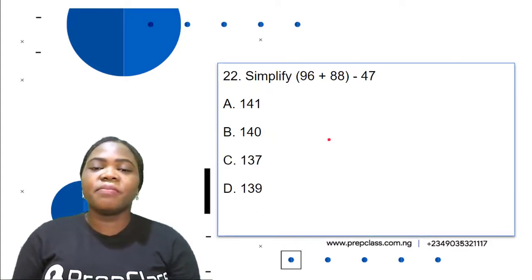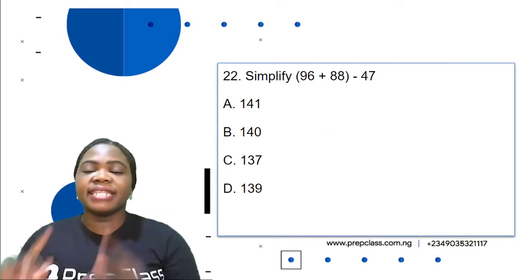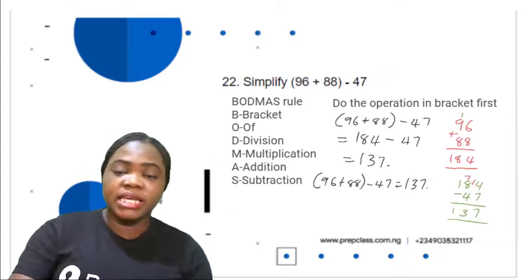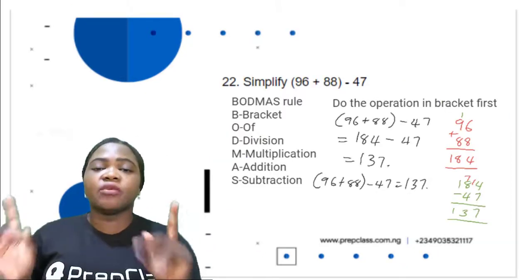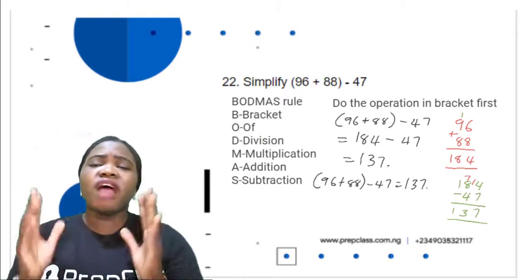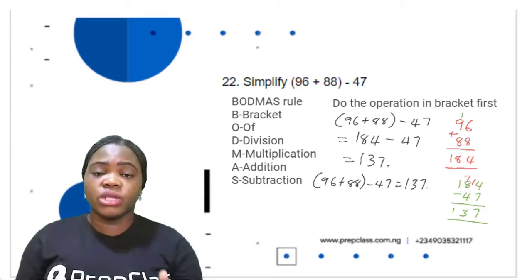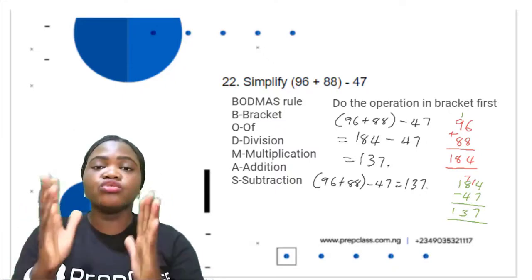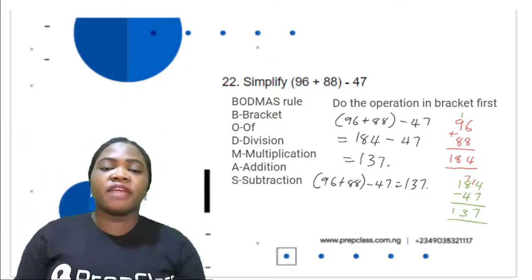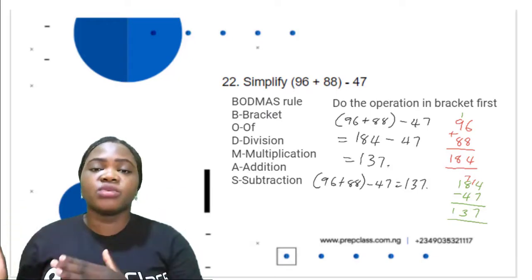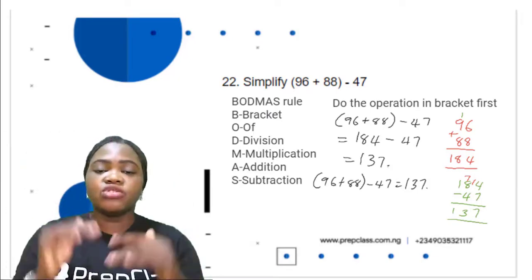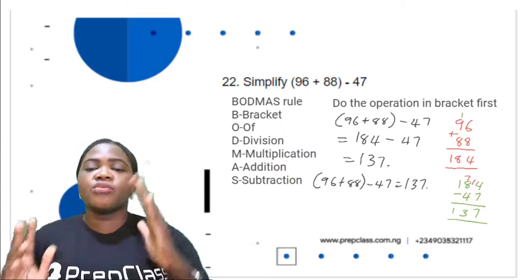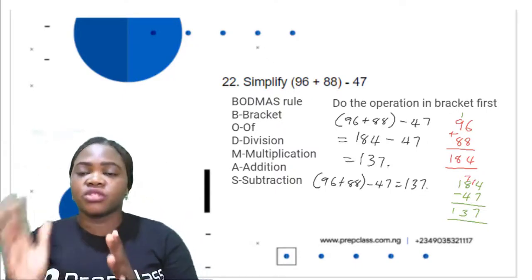Number 22, simplify 96 plus 88 in brackets minus 47. Okay, so this is very easy. In mathematics, when you have more than one operation in a question, you have to follow a rule called the BODMAS rule. This BODMAS rule is for order of operation. You do the brackets first, then of, which is replaced with a multiplication sign, then division, multiplication, addition, and subtraction. In this question, we have brackets, addition, and subtraction.